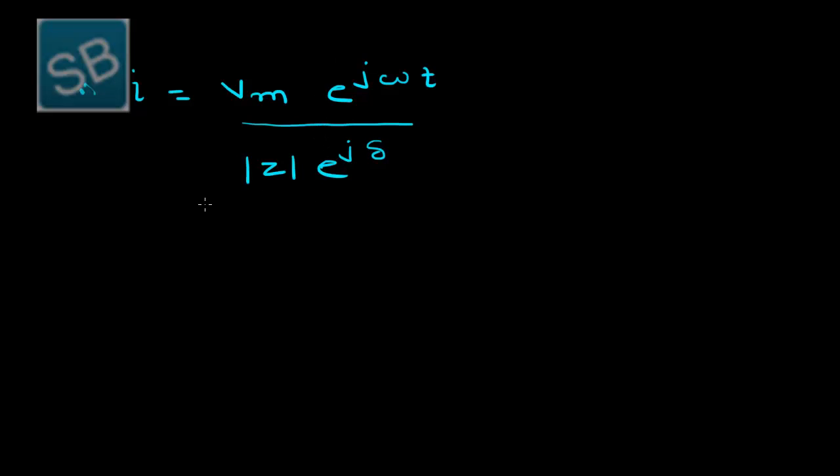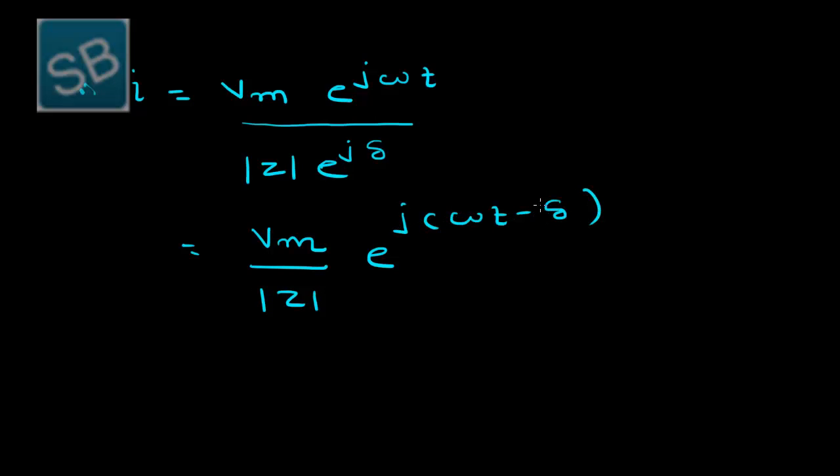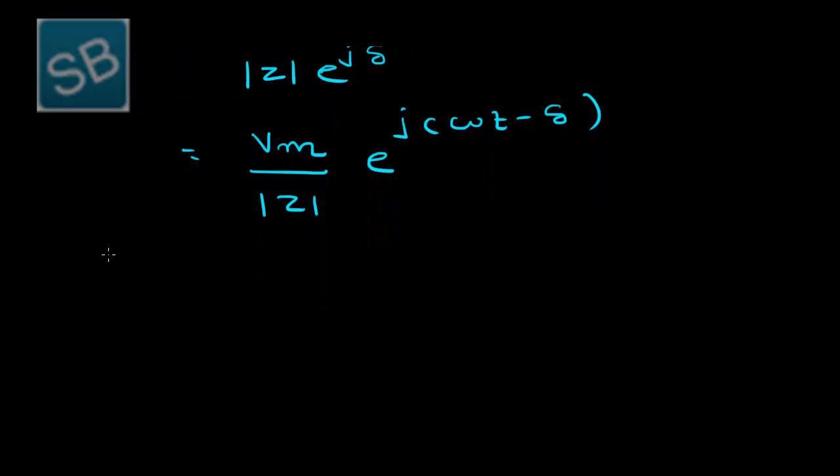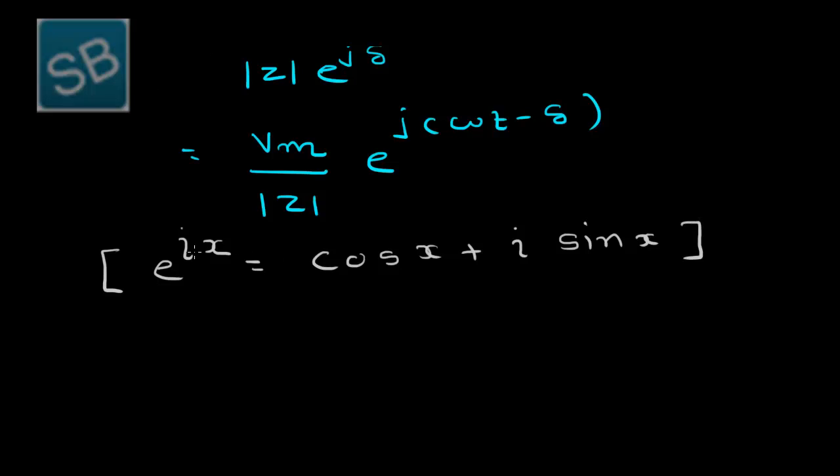Here the exponential terms are coming, so let me take it on one side. So Vm upon mod Z e raised to j omega t minus delta. And we know we can expand this exponential term into the cosine function and sine function by this relation: e raised to ix is given by cos x plus i sin x. So here I will expand this equation also in this way.